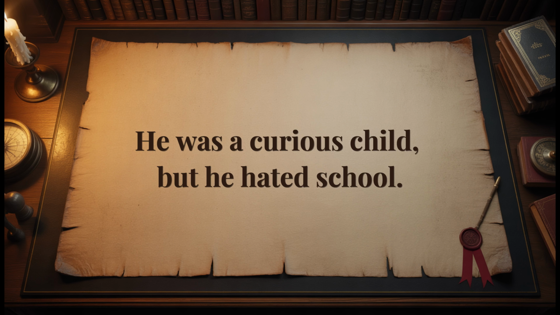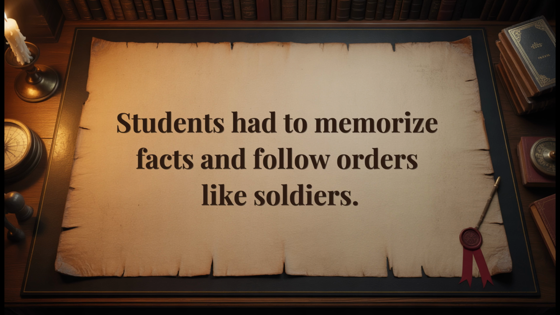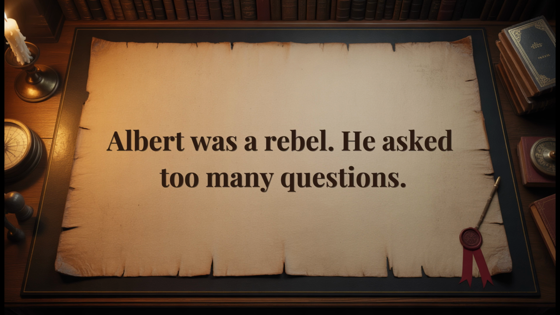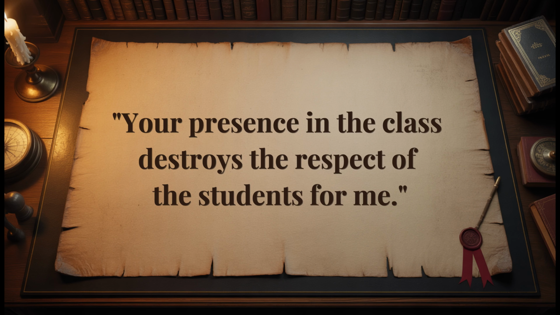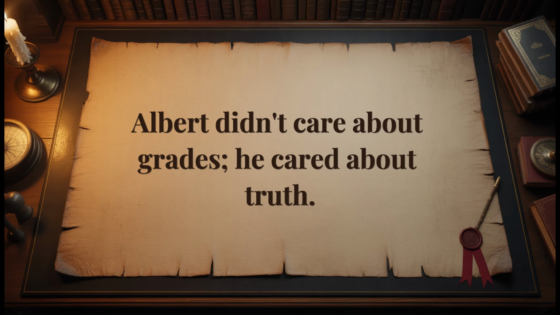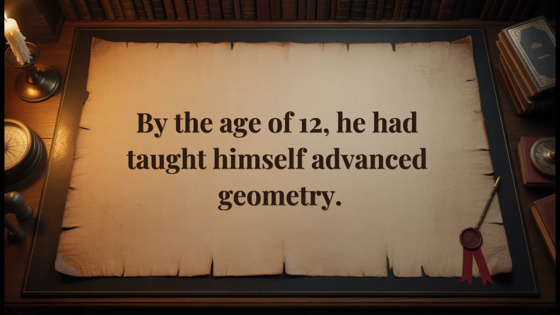He was a curious child, but he hated school. At that time, German schools were very strict. Students had to memorize facts and follow orders like soldiers. Albert was a rebel. He asked too many questions. One of his teachers famously told him, "Your presence in the class destroys the respect of the students for me." Albert didn't care about grades. He cared about truth. He loved the music of mathematics and the logic of physics. By the age of 12, he had taught himself advanced geometry.